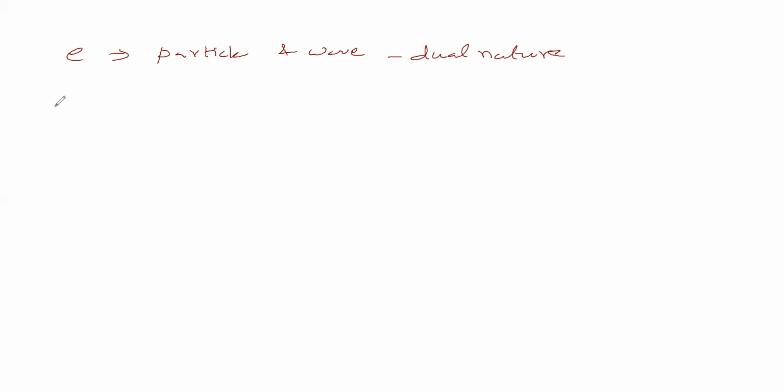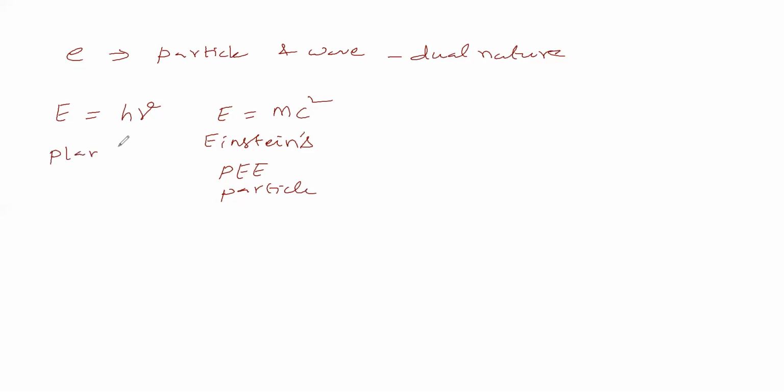Now as per black body radiation, Planck's quantum theory says E is equal to h nu. H nu is called quantum. Then Einstein explains the photoelectric effect. For that, Einstein gives one formula: E is equal to mc square. This is for the photoelectric effect, which is in the sense particle. Planck's quantum theory is for black body radiation, which is in the sense particle.